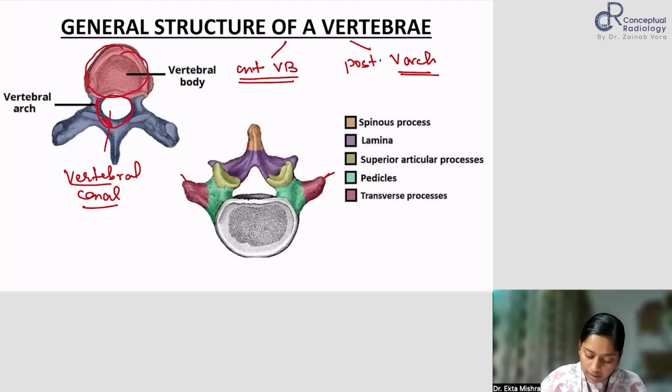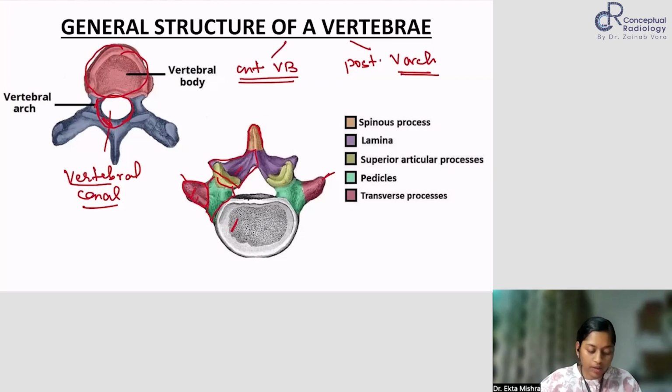The area shaded in orange color is the spinous process. The area labeled in red is the transverse process. So these are the main bony prominences. The transverse process in a thoracic vertebra will act as a point for articulation with the ribs. Then the area shaded in green color is the pedicles. The pedicle attaches the vertebral body to the transverse process. Then the area in purple or violet color is the lamina. It is attaching the spinous process and transverse process.